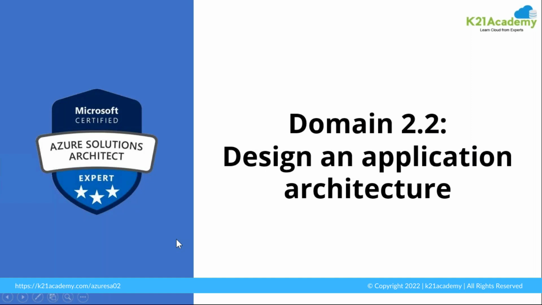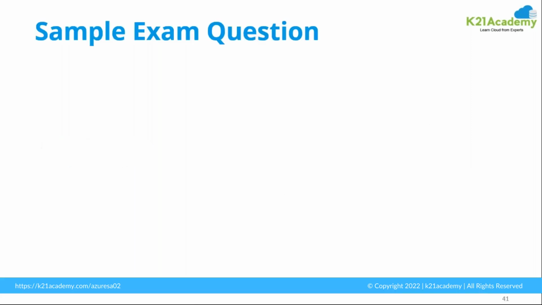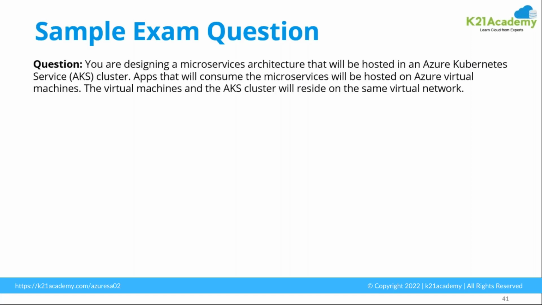Now, further, we're going to talk about design and application architecture. Now, in the application architecture, here is the question, guys. You have to think from the application architecture perspective if you will be creating a web application. That web application can be in your app service plan or can be a Kubernetes cluster. So you are designing a microservice architecture that will be hosted in your Azure Kubernetes Service, that is AKS cluster. An app that will consume the microservices will be hosted on your Azure virtual machine.